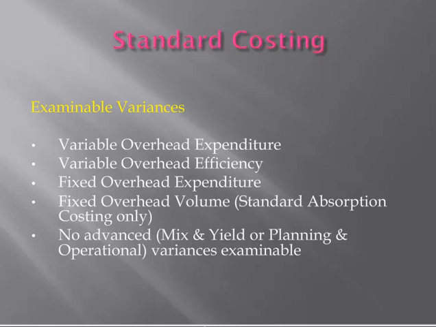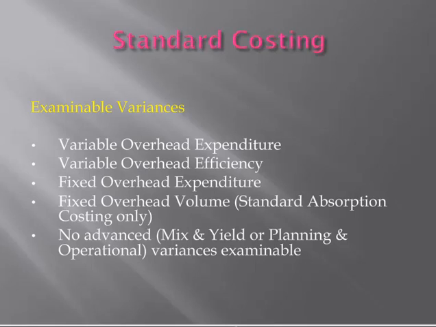Fixed overhead expenditure variance compares the budgeted fixed overhead for a period against the actual fixed overhead which was incurred for a period. And then we have finally the fixed overhead volume variance. Do be aware please that this only applies when we're using standard absorption costing. In standard marginal costing, there is no fixed overhead volume variance, simply a fixed overhead expenditure variance. In standard absorption costing, the fixed overhead volume variance simply looks at the extent to which fixed overheads were under or over absorbed as a result of producing fewer or more units than what was originally anticipated in the production budget.